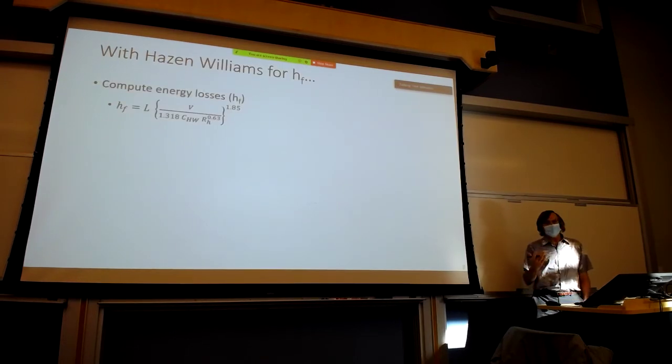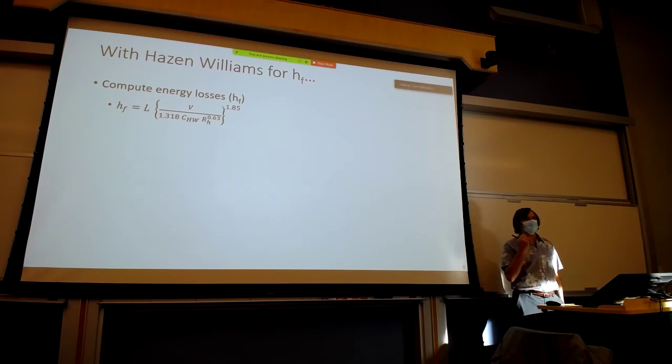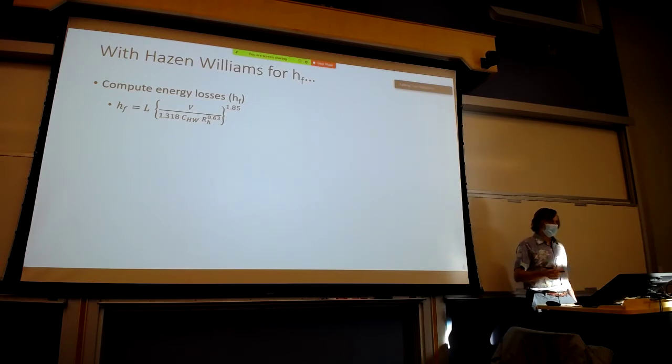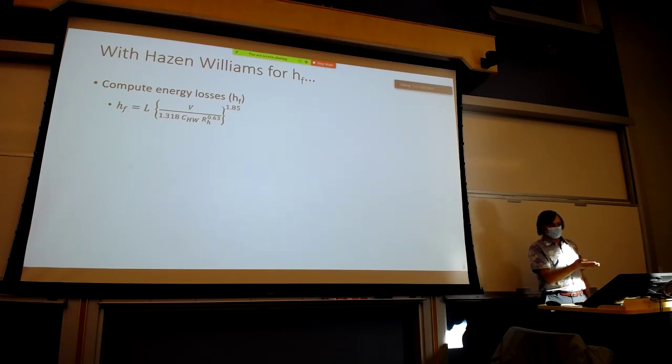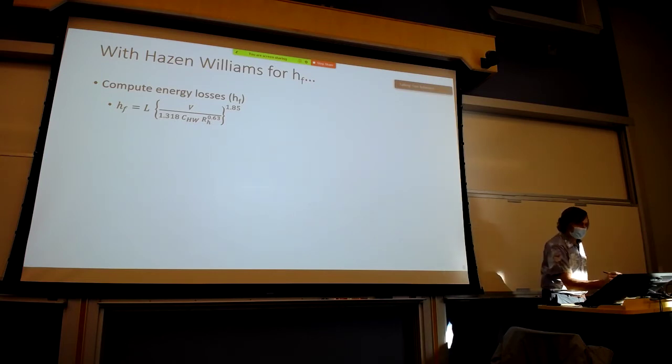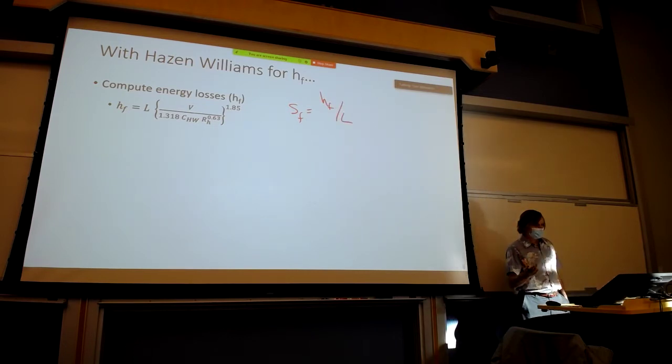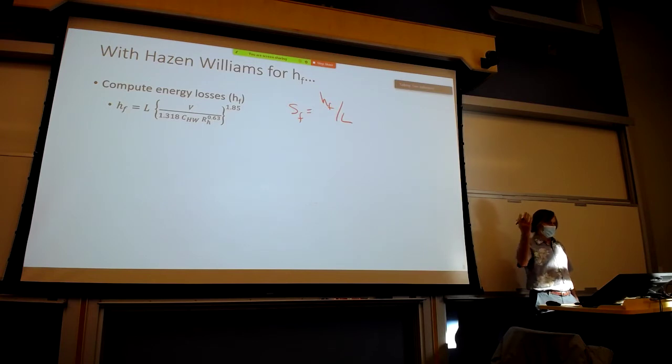So, when we look at those three classes of problems for closed conduit flow, calculating energy losses, for example, this first equation is taking the Hazen-Williams equation, the first equation on today's handout, and rearranging it to solve for h_f. Remember, in that equation, the friction slope is h_f over L. So we take the Hazen-Williams equation, make this substitution, and then rearrange to solve for h_f.